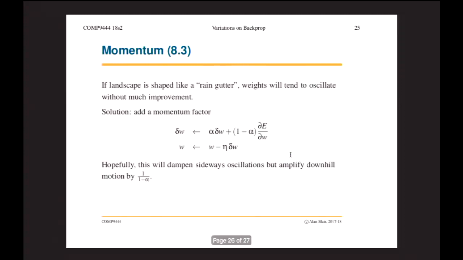Okay, so the final thing I wanted to talk about is momentum, and then we'll take a break. Let me try to use the document camera to explain this.